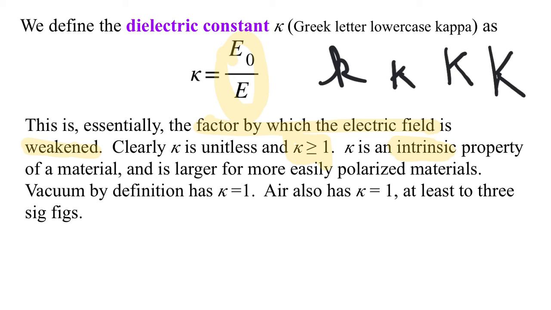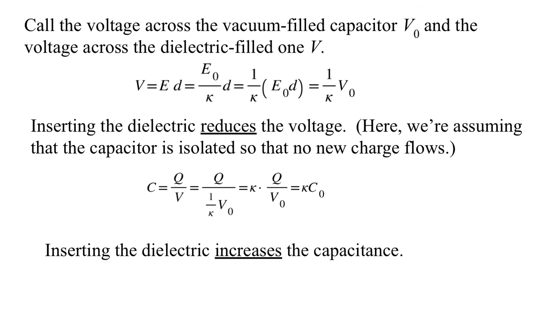And so with 3 sig figs or less, we would say kappa is 1. If you go to 4 sig figs, I think it's like 1.0001 or something like that. So we usually treat it as 1. But it'll be important later on that it's not exactly 1. All right, let's call the voltage across the vacuum filled capacitor V0 and the voltage across the dielectric filled one V. And again, we're assuming here that they're not hooked to a battery, but it's an isolated capacitor so that there's no outside source of voltage, no outside source of charge.